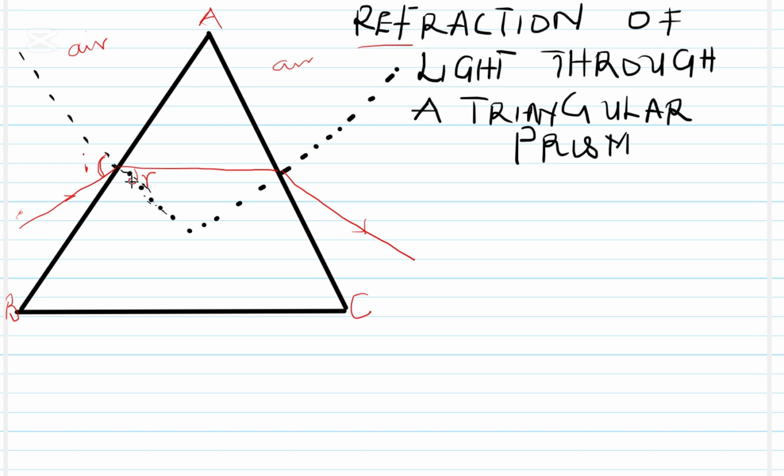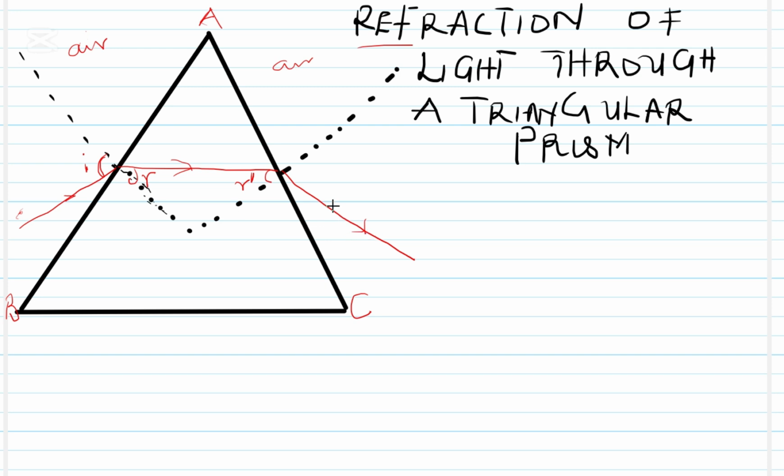Now, as it travels inside the prism, as you've seen right here, it's going to hit the next surface. And as it hits this surface, it's also going to make an angle. So this is the second angle of incidence, but we can call it R prime. And as it hits the surface, what happens? It's going to bend away from the normal again, because it's going from an optically denser medium to, in this case, a rarer medium. It's going from glass into air.